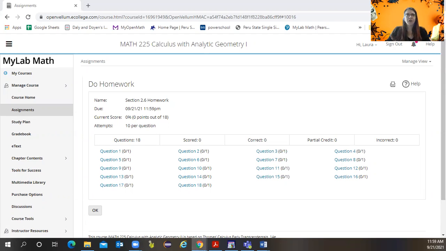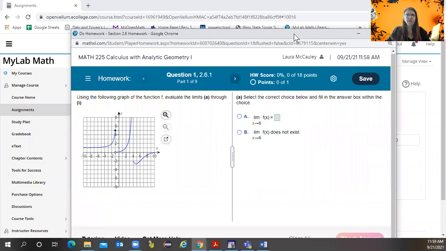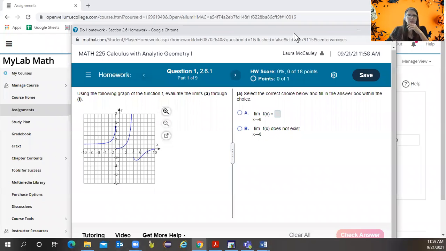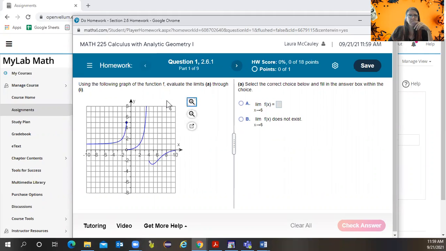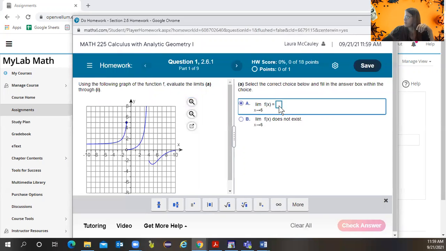It's putting it on a different screen. There it is. Okay, so let's look at this one. It says use the following parts of the function to evaluate the following limits. So we're just looking at the picture and trying to figure out what happens. Let's make it just a little bigger. It wants to know about the limit as x approaches 6. So you can see 6 is right here. And it's just going to, what is that, -2? So there's nothing really weird going on there.